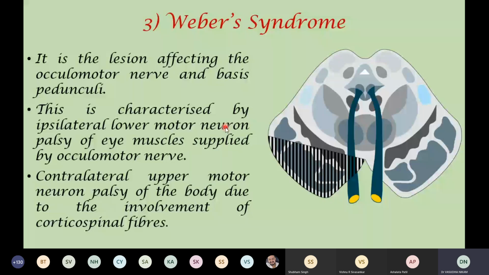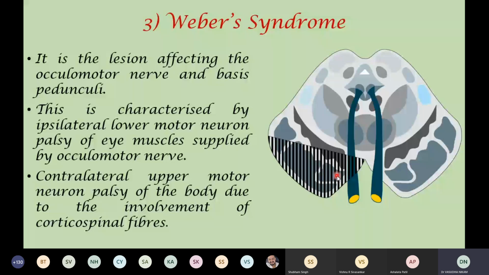These are nothing but pyramidal cells which are present in our cerebral cortex, as well as the fibers which arise from the cerebral cortex. Mainly we classify them as corticospinal, corticonuclear and corticopontine fibers. But here you can see now corticospinal fibers are involved. So what will be the manifestations in the Weber syndrome?